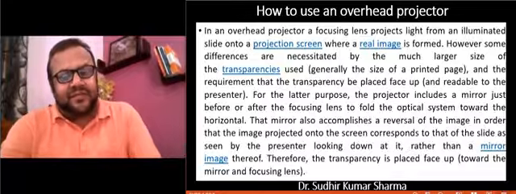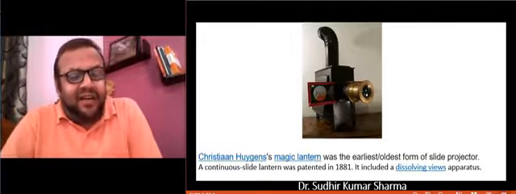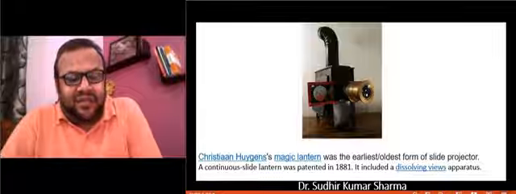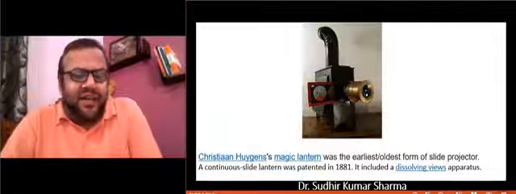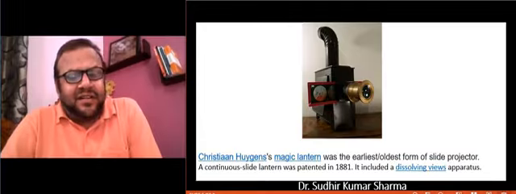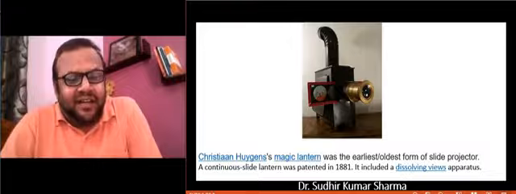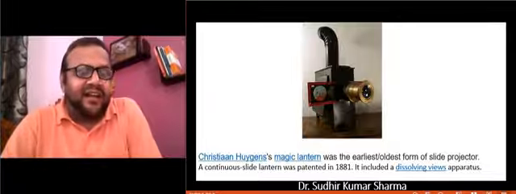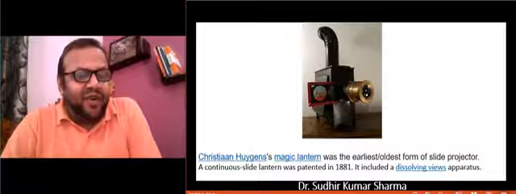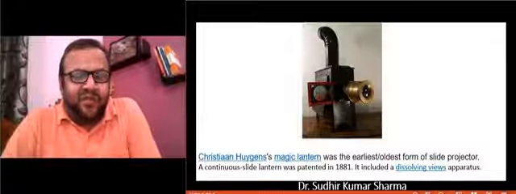Here you can see another form of projector, that is a magic lantern, invented by a scientist, a physics expert, a mathematician, Christian Huygens. In this, there are slide projections. Small slides were made and they were projected through the lens. A continuous slide lantern was patented in 1888, nearly 140 years from now. It included a dissolving views apparatus.